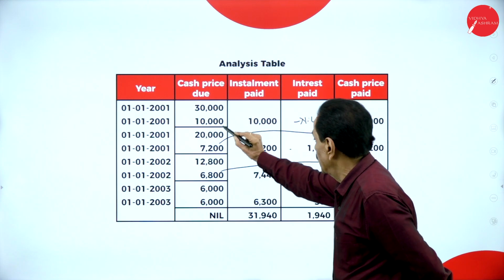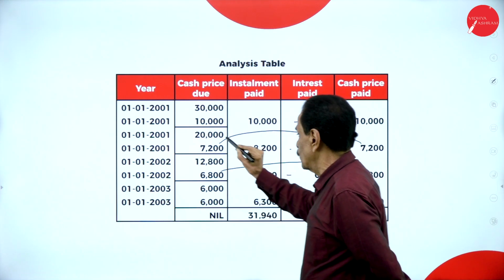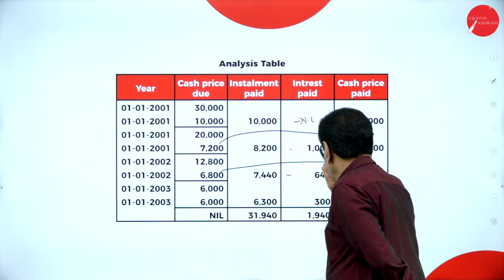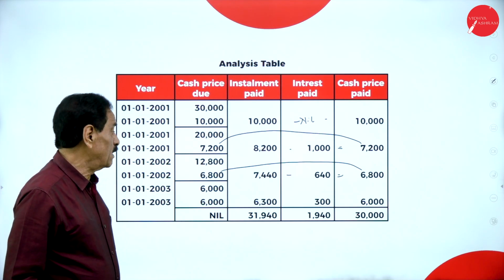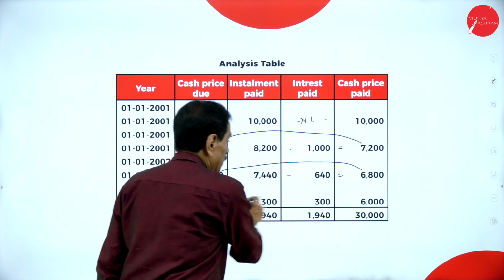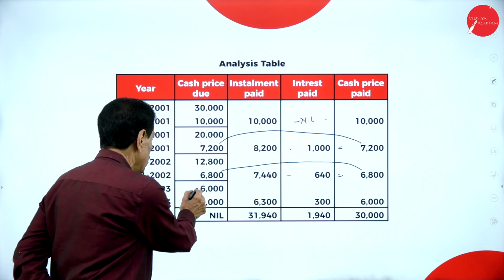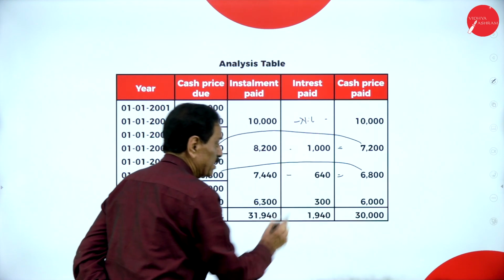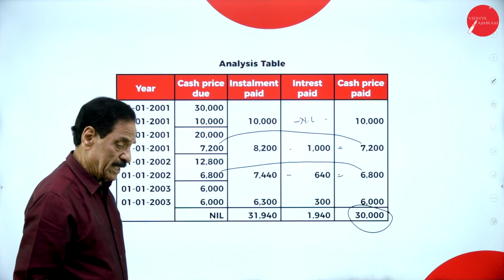31,940. So 30,000, down payment is 10,000. No interest at all. Come back 20,000. On 20,000, 5% is 1,000. Installment is 8,200, minus 1,000 gone. It becomes 7,200. Deduct, it becomes 12,800. Second installment, 7,440. 5% of this is 640. Deduct, 6,800. Deduct 6,000. 5% of this is 300, 6,300 minus 300 becomes 6,000. This is your cash price. This is the method of calculating the cash price.